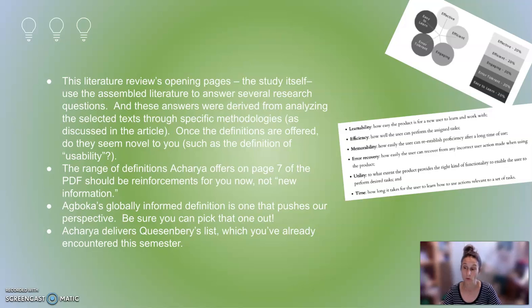So pause, go back and look for it, make a note that you want to go back and look for it later. Acharya also delivers Whitney Quisenberry's list of concepts related to usability, which you've already encountered this semester, and I have images on the screen related to that. They have different numbers of items. The informational graphic has 5 items and the bullet pointed list has 6. So think about why those are different, how those are different. The bullet pointed list comes from the article that you read for today, and the other graphic is Quisenberry's own graphic that talks about the components of usability.